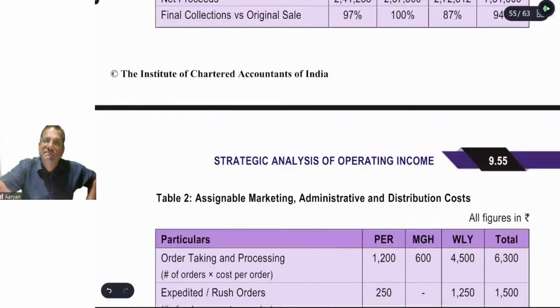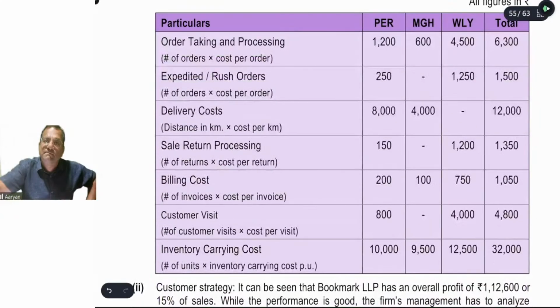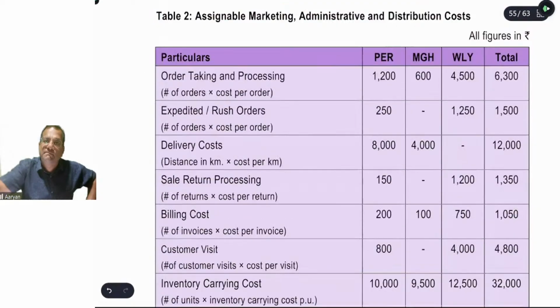जैसे इसने टोटल रश ऑर्डर लिया है मेरे ख्याल से, आई थिंक दे हैव टेकन 5 रश ऑर्डर. तो हम एक थ्रेशोल्ड बांधे कि 2 रश ऑर्डर आपको अलाउड है, उसके बाद अगर आप बोलते हैं तो हम एग्जीक्यूट करेंगे, बट इट विल रिक्वायर सम चार्ज बिकॉज वी आर ऑल्सो यूजिंग द कॉस्टलियर मीन्स ऑफ ट्रांसपोर्टेशन इन केस ऑफ रश ऑर्डर. फिर थर्ड आप देखेंगे तो ऑर्डर टेकिंग एंड प्रोसेसिंग में भी इन दोनों कस्टमर का ऑर्डर प्रोसेसिंग 1800 है एंड इसका ऑर्डर प्रोसेसिंग अकेले का 4500 है. बिकॉज नंबर ऑफ यूनिट्स ऑर्डर्ड इन अ पर्टिकुलर ऑर्डर इज कंपैरेटिवली लो एज कंपेयर टू पीआर एंड एमजीएच.